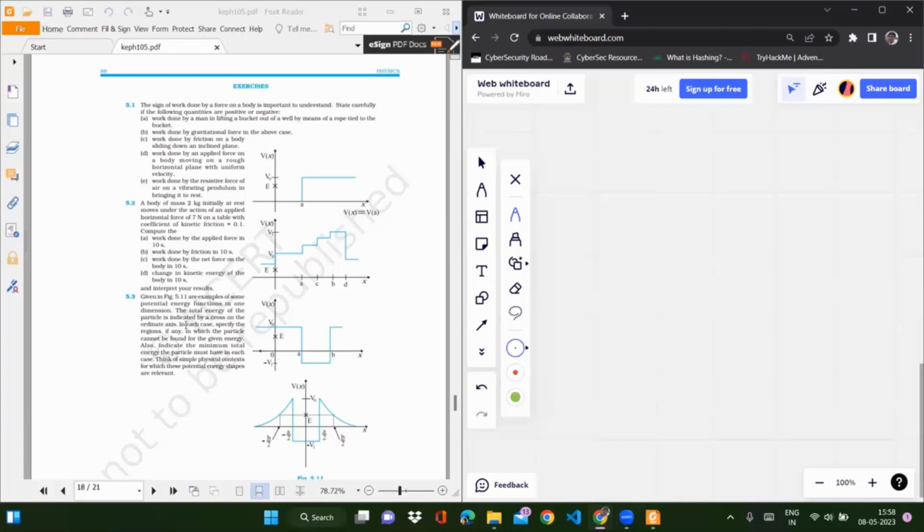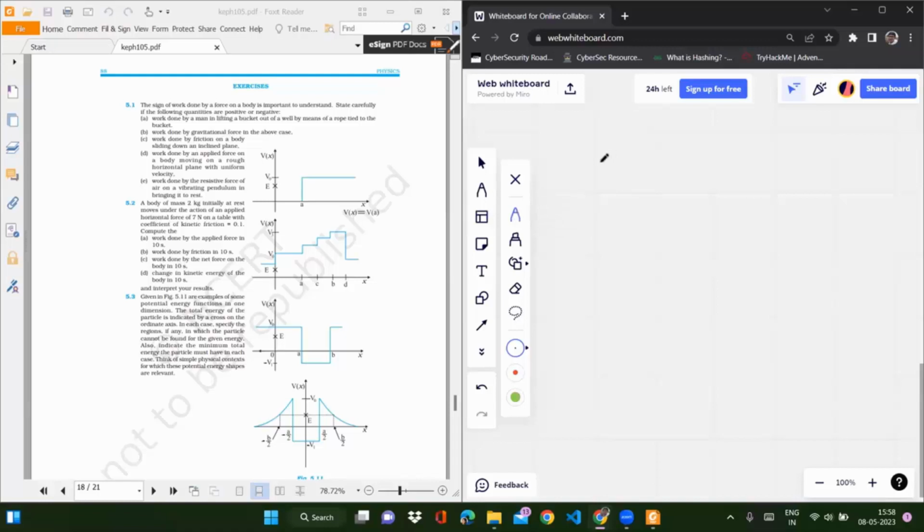So we have to firstly determine in which regions of this curve the particle cannot exist, and then also indicate the minimum total energy the particle must have in each case. Think of a simple physical context for which these potential energy shapes are relevant. So firstly, we have to check for which regions the particle will not exist.